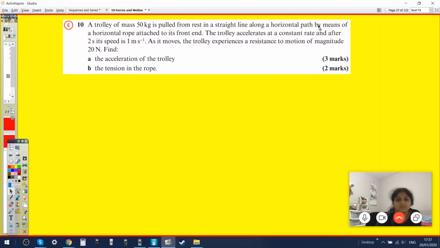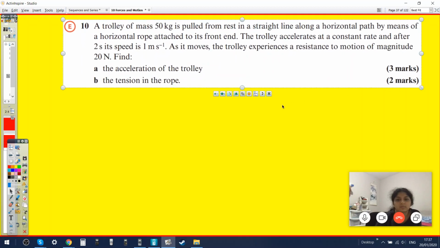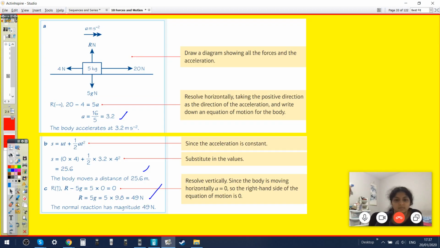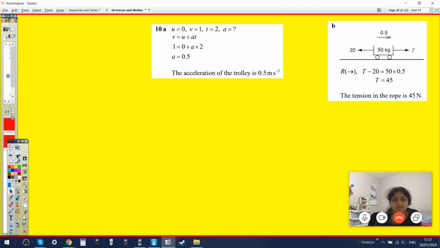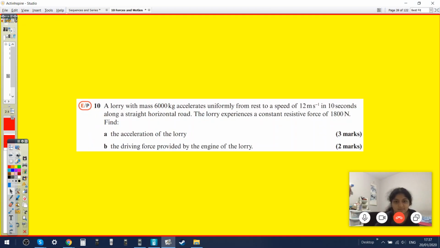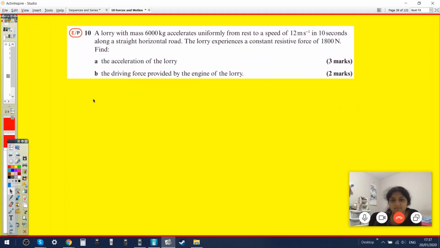This looks like the same thing. Straight line. Resistance, the acceleration, and the tension. So this is left and right, very similar to the one we did here. And I think you're fine for that, am I right? Yeah. I think you're fine for it.